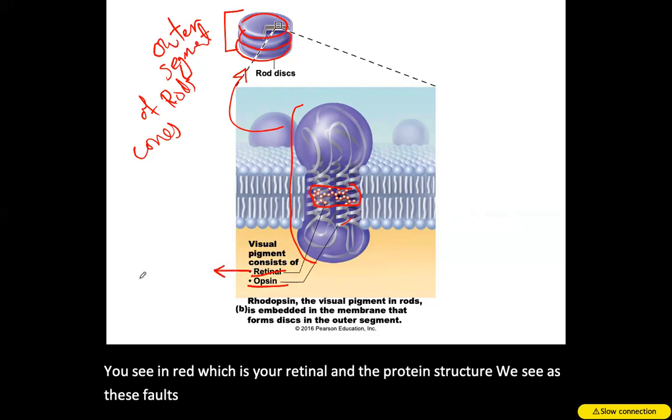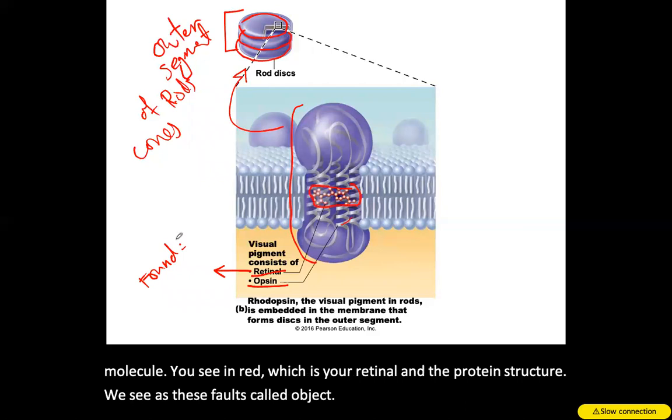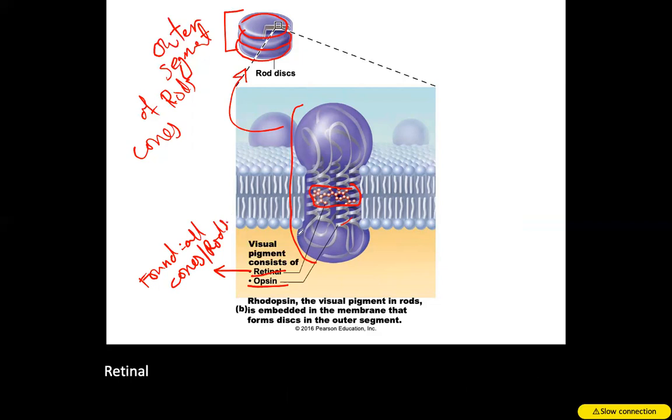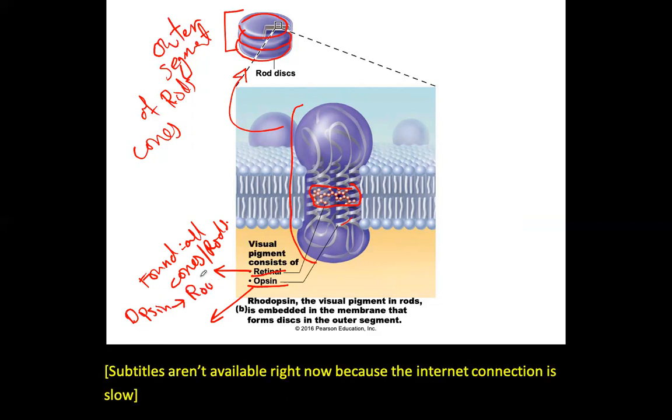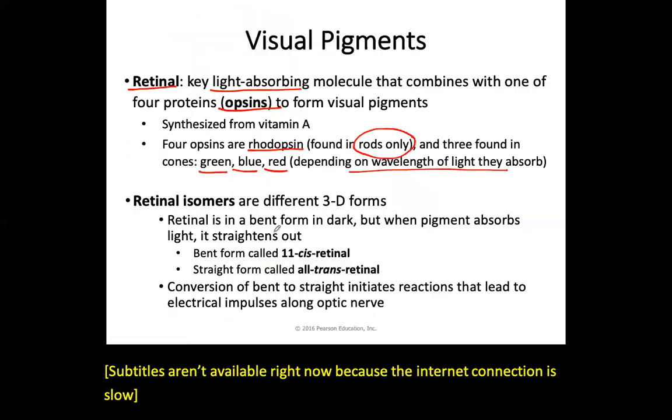Retinal is found in all what? In all cones and rods. That's never going to change. What is different is the opsin. Opsin can be specific to rods, but if we're talking about the other cones, which are green, blue, and red, they have their own category of opsin. So they are not present in your rods, but they have their own specific type.